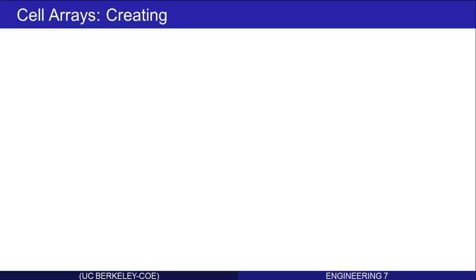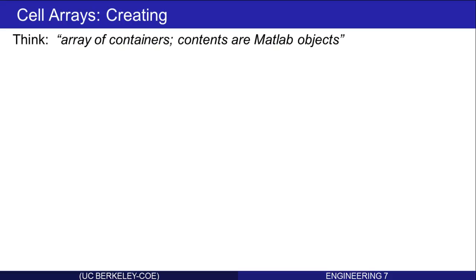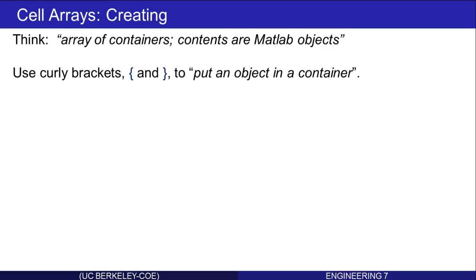There are many ways to create cell arrays and to fill their cells with contents. To begin, let's remember that we think of a cell array as an array of containers, the contents of which are Matlab objects. We can use curly brackets to put an object in a container. Let's see how this works.